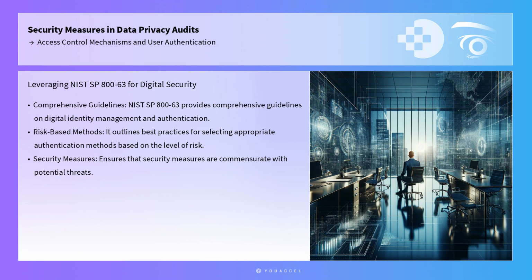To address real-world challenges, organizations can leverage frameworks such as the National Institute of Standards and Technology Special Publication 800-63, which provides comprehensive guidelines on digital identity management and authentication. This framework outlines best practices for selecting appropriate authentication methods based on the level of risk, ensuring that security measures are commensurate with potential threats.